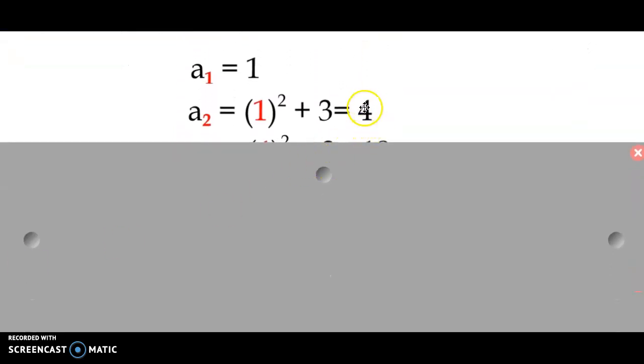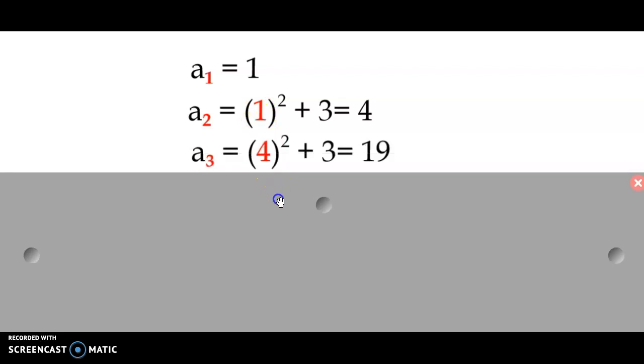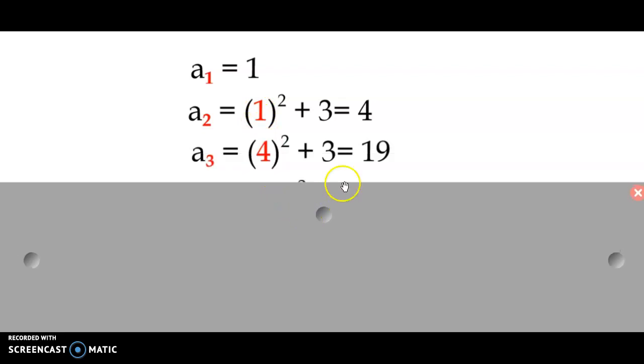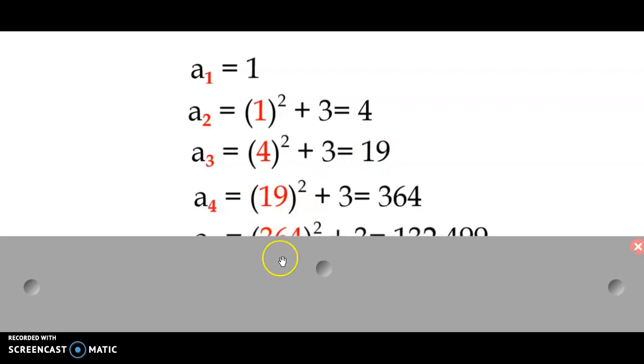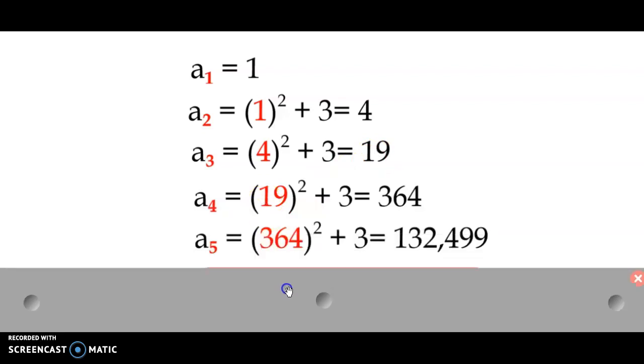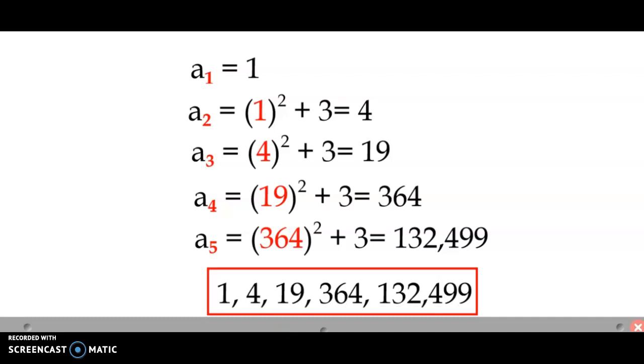Then I'm going to plug 4 into that spot for the next one, which is going to get me up to 19. I substitute 19 into that spot here, and then 364 for that one. You can see how these numbers get very, very large very quickly. Okay, hopefully no questions, comments.